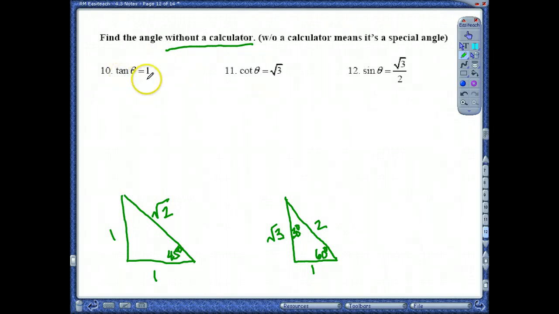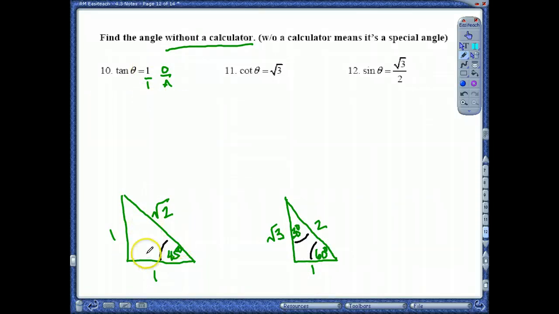So when I see tangent is 1, put your 1 over there, or under there. We know tangent is opposite over adjacent. So which one of these triangles has an angle that has an opposite side of 1 and an adjacent side of 1? Please remember the only options we have are 45, 30, and 60. Well, to get 1s and 1s, I have to be at the 45.